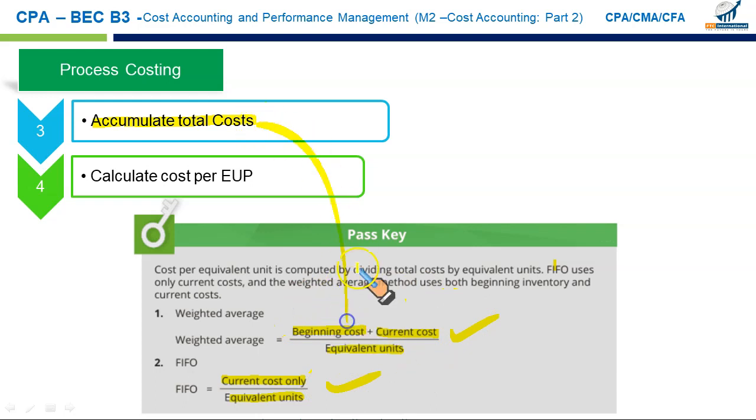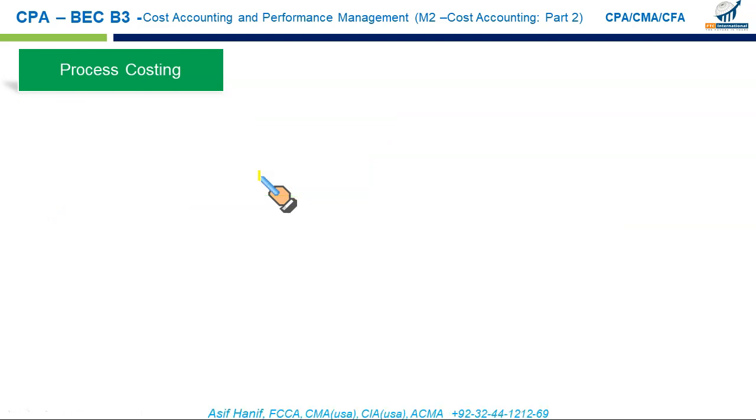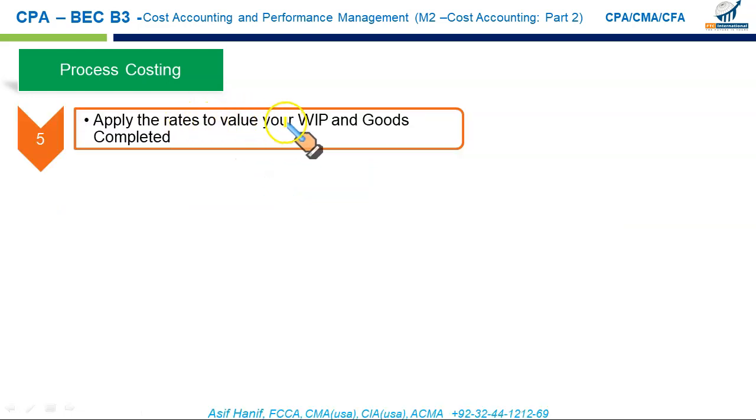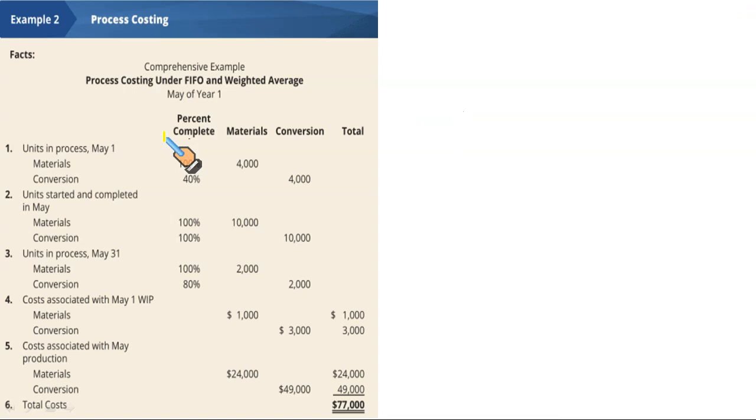So we will accumulate the cost first, and in the fourth step we will calculate the cost per EUP. This is the rate we will use to value our goods completed and the value of the goods that are still in the ending work in process. Let us do a comprehensive example, but let's first discuss the last point. Apply the rates to value your work in process at the end and goods completed and transferred to the next department. So here's a comprehensive example, and we will do all 5 steps here one by one so that we fully understand the idea.